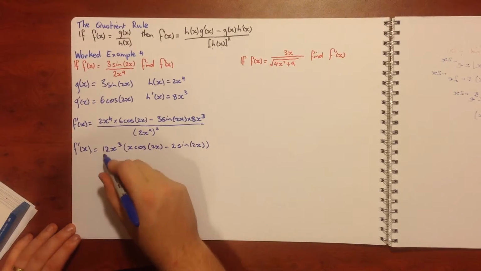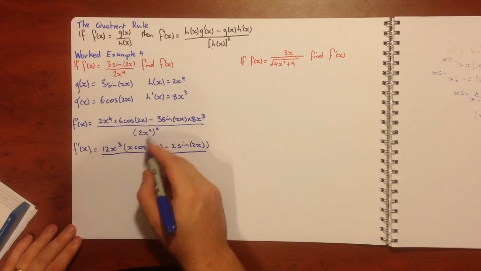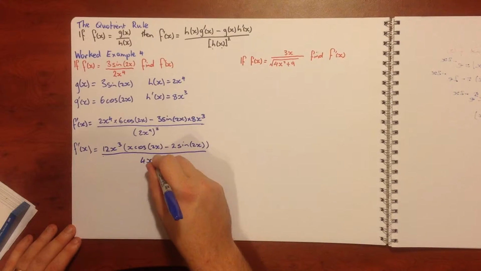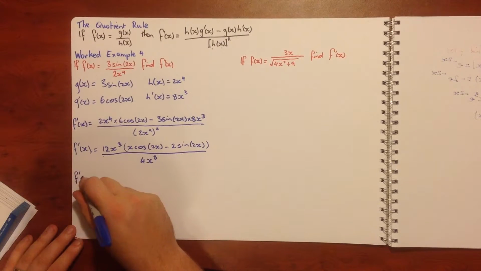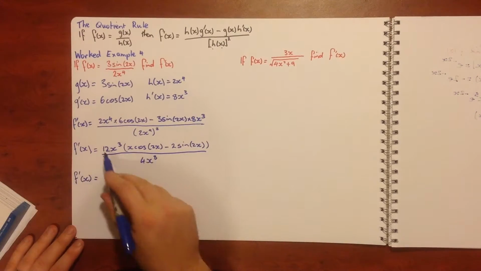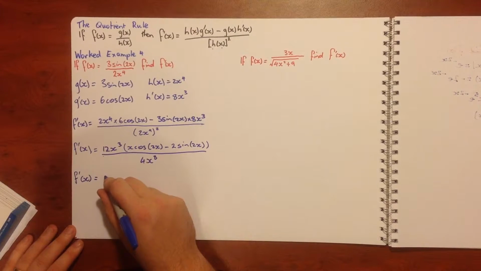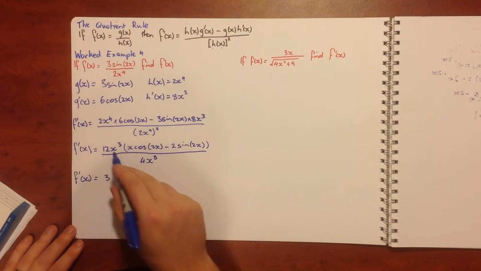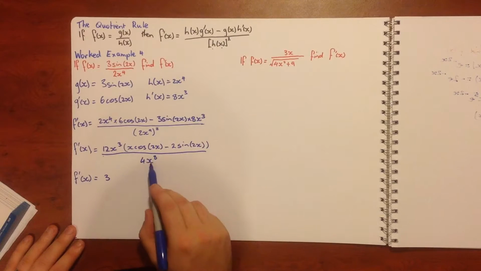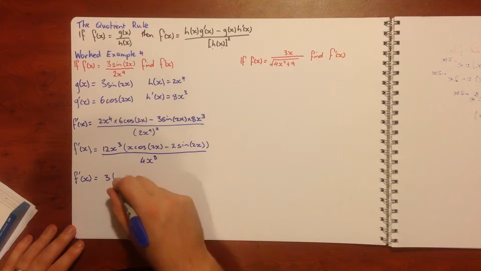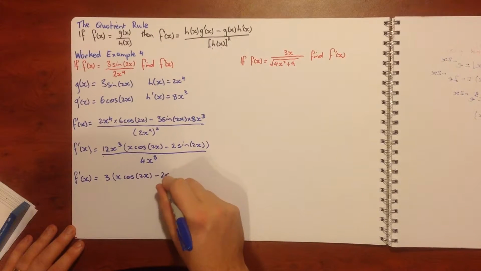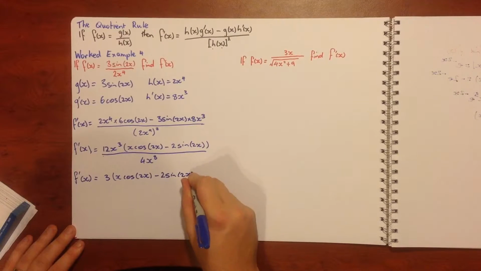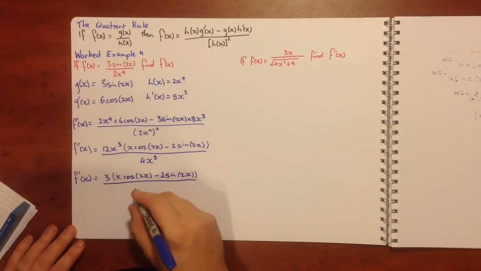Over our 4x to the 8 when we square that. Now again, we can cancel out some terms here and say we've got f dash of x. Well, 4 cancels out, so we're going to have 3. We can cancel out x cubed with our x to the 8. So we've got 3 outside of x cos of 2x, take 2 sine of 2x, over x to the 5.